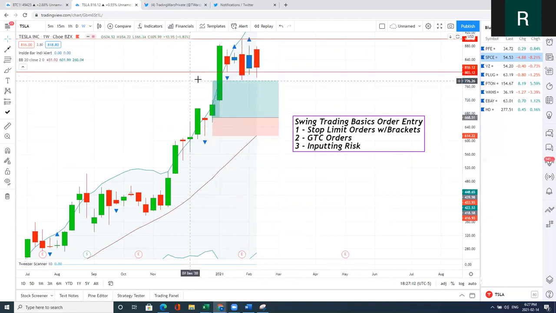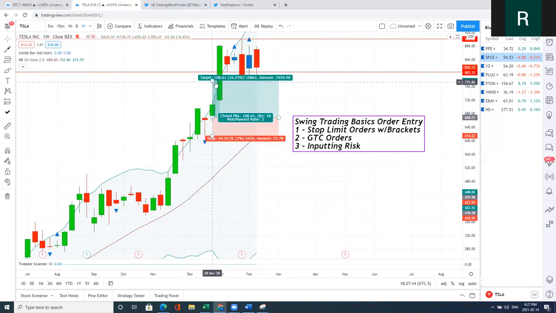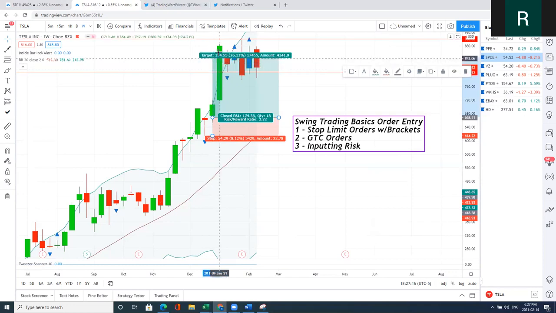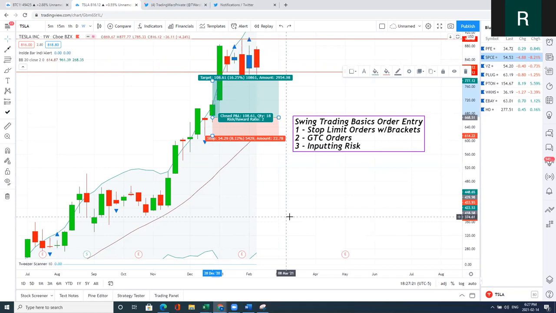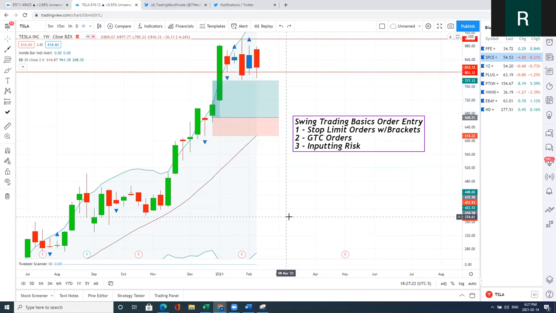Okay. We want to get out at least 50% of our position at 2. And then we're going to take off some more at 3 and 4 and so on and so forth. Okay. So 3 would be $3,000 profit. 4 would be $4,000 profit. Okay. So how are we going to do this?